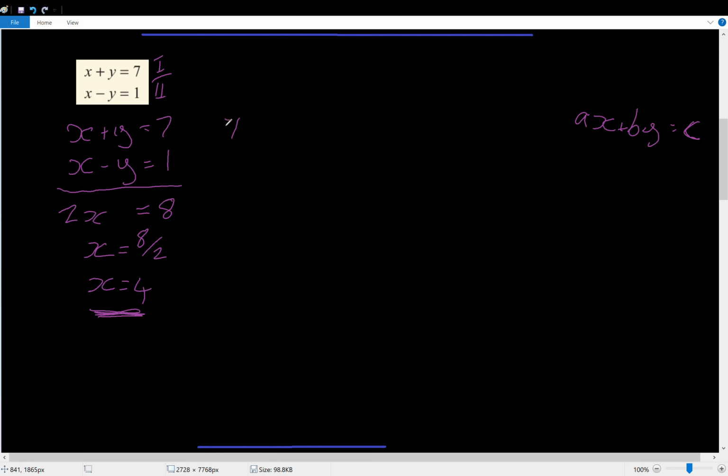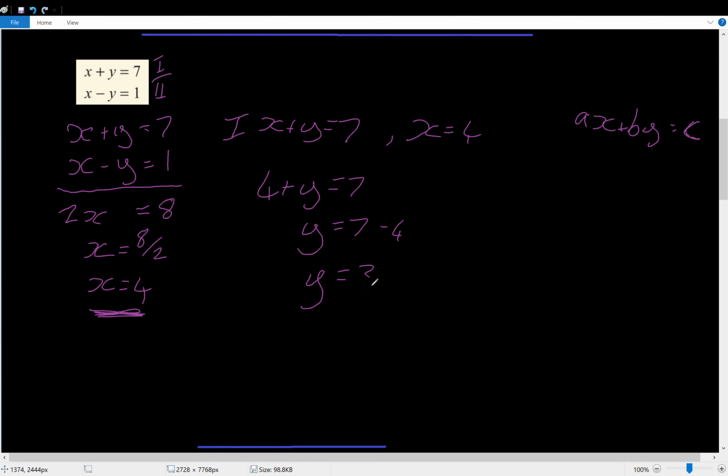So we'll take equation 1. Equation 1 is x plus y equals 7, but we know, having just figured it out, that x is equal to 4. So what we get is 4 plus y is equal to 7. So y is going to be equal to 7 minus 4, so y is equal to 3. So those are our two values: x is 4 and y is 3. You might sometimes see these presented as 4, 3, like that, but don't worry about that. Just leaving it as x equals 4 and y equals 3 is a perfectly fine solution.